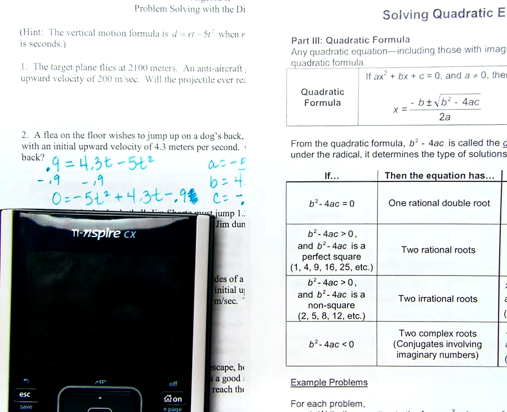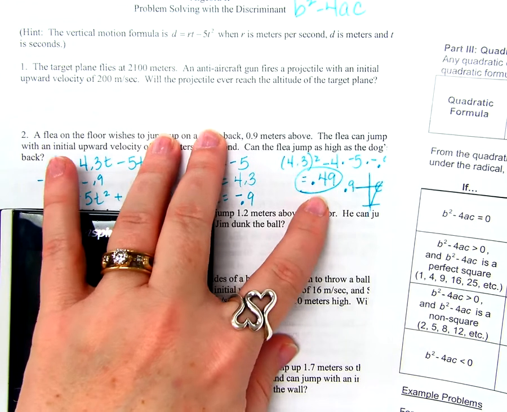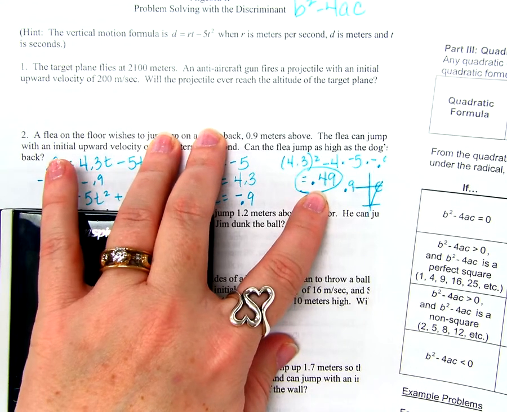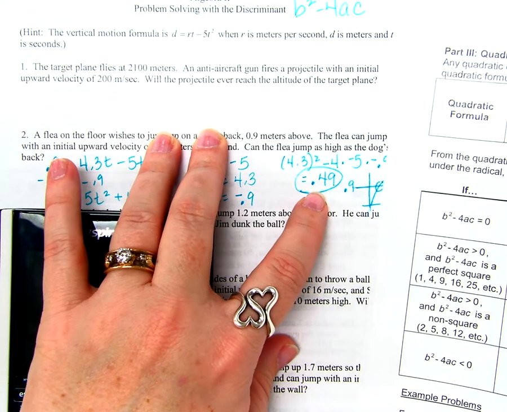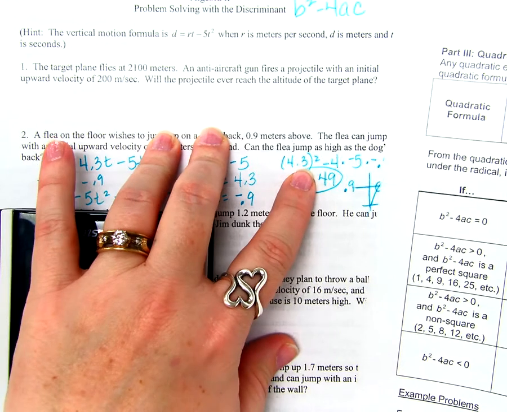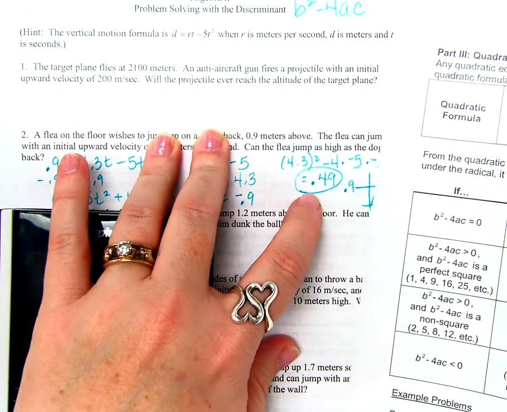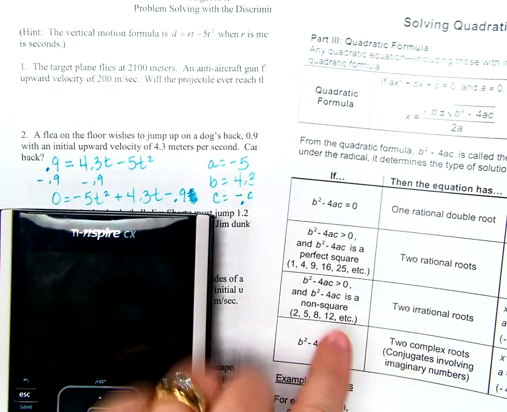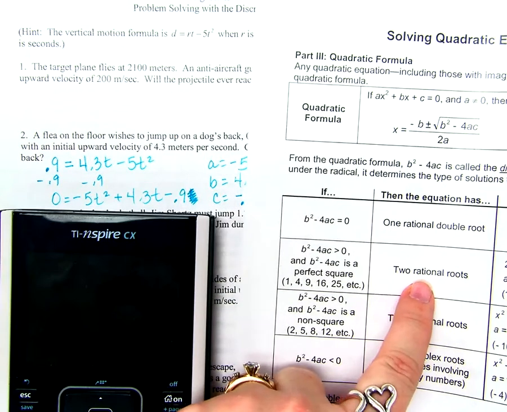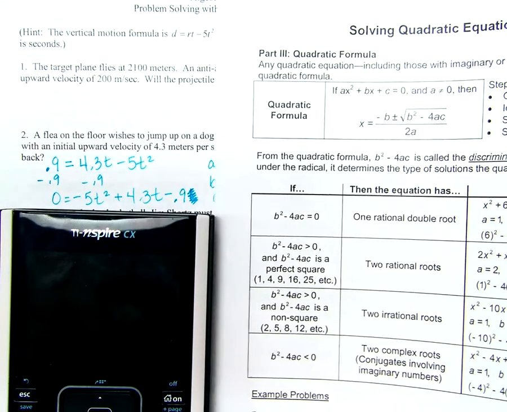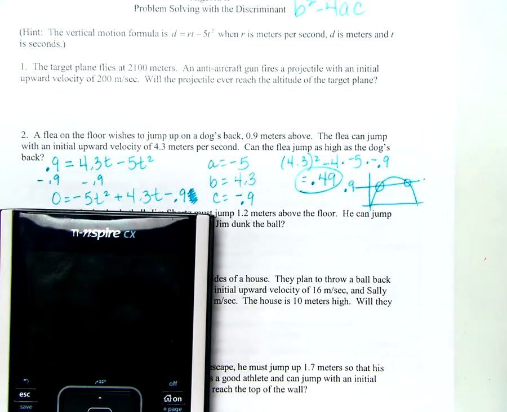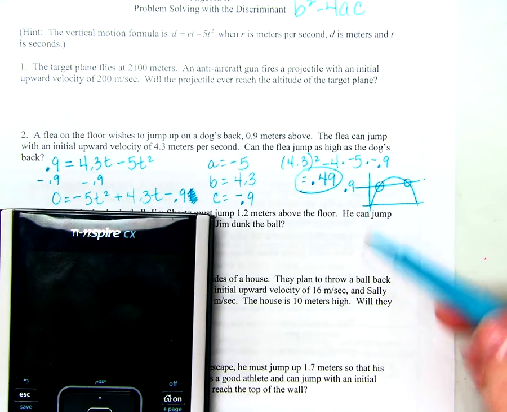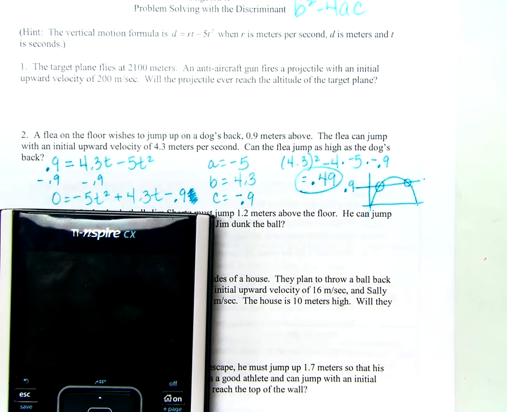What kind of number did we get when we found our discriminant? It's positive, and it's a square. What's the square root of 49? 7. So what's the square root of 0.49? 0.7. So it's positive and a square, so it's 2 rational roots. If we solve with the quadratic formula, I would find 2 places where it crossed. Here and here.